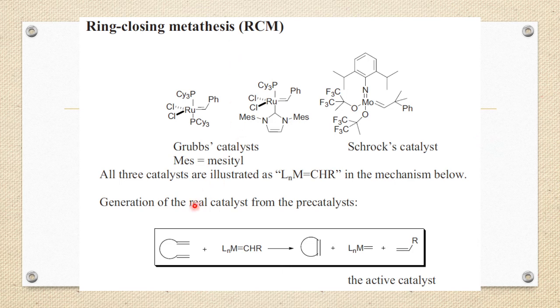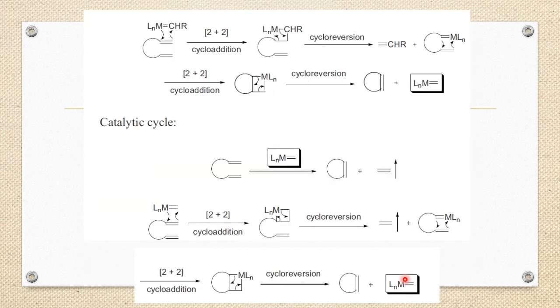You also utilize certain pre-catalysts to generate the real catalyst. So you have 2 plus 2 cycloaddition, cycloreversion, and creating 2 plus 2 cycloaddition again, and the reversion to create different alkenes. The catalytic cycle goes this way. You have a cyclic alkene with two ends having two double bonds. Catalyst in place, Grubbs' catalyst, you find an alkene, and two alkenes will be the final products basically.